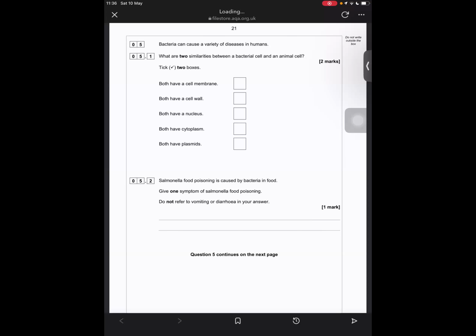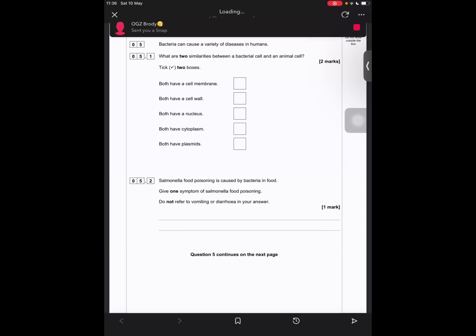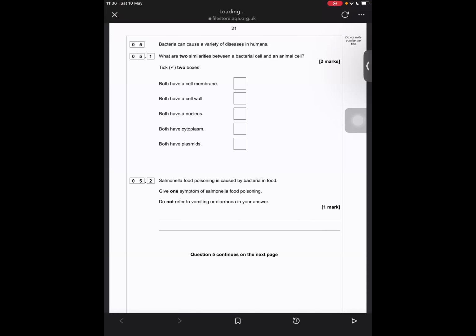Stomach cramps. Okay, what else? A fever, high fever. What else? And sweating slash chills. Sweating from high temperature, or chills. Sweating, obviously, because of the fever. So sweating from high temperature caused by the fever, and stomach cramps. Okay, that's fine. Let's move on.